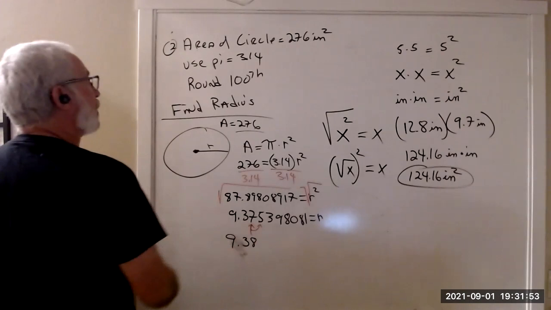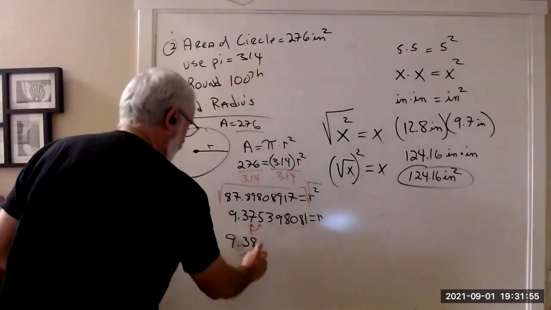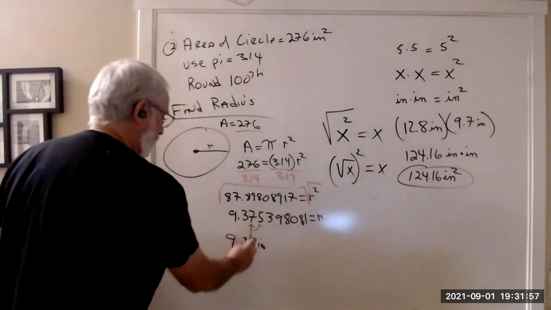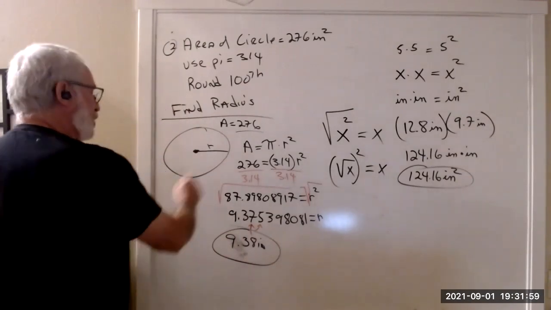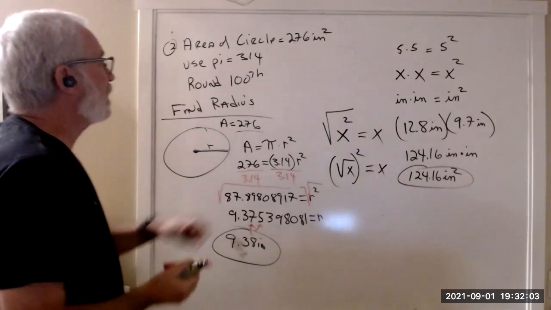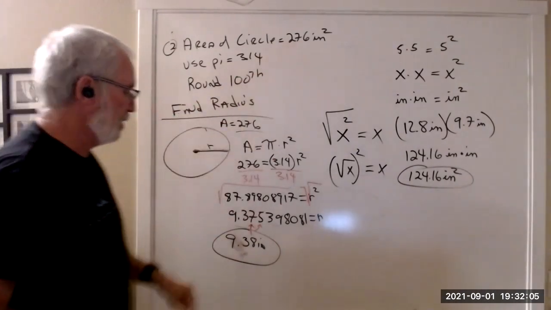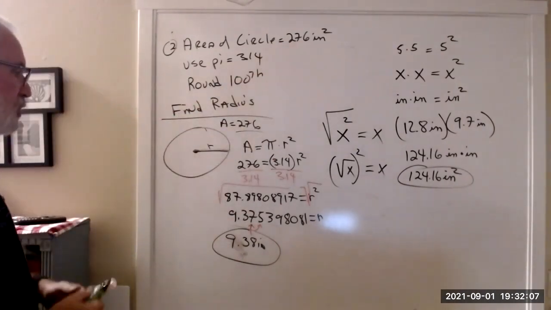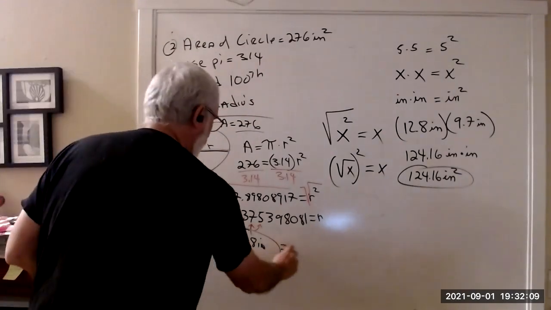9.38, and our units were inches. Anything that's a straight line is an inch. Anything that's an area is inches to the second power. So 9.38 inches was our radius.